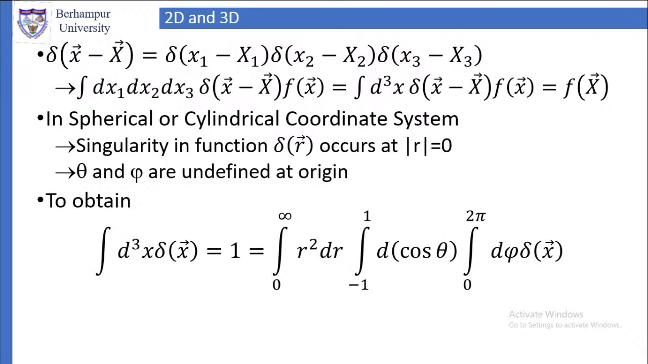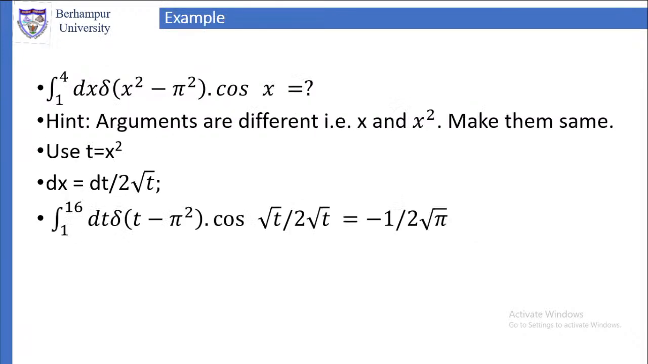Now if you integrate that back, this integration will give us minus 1 by 2 root pi. The integral from 1 to 16 of dt delta(t − π²) cos(root t) divided by 2 root t will give us this. It is simple because it is in the form delta(t − π²) cos(root t) by root t. That is what you are going to integrate.